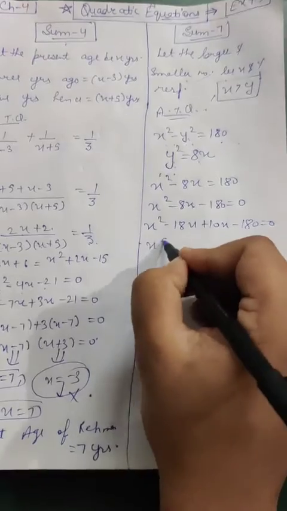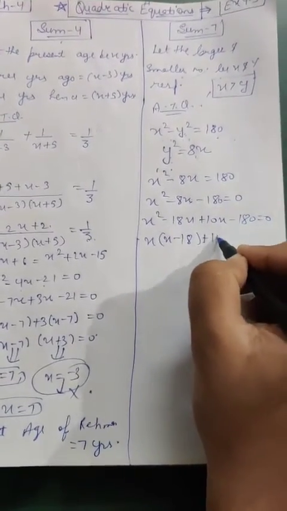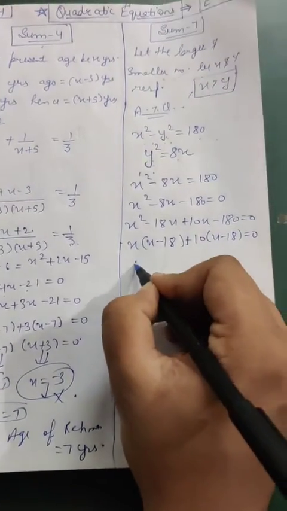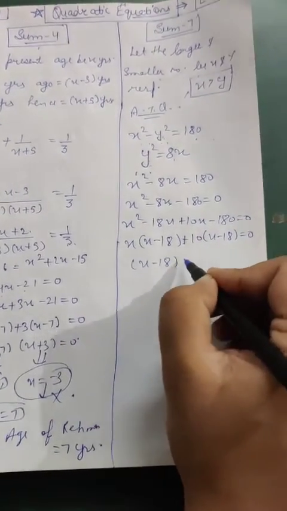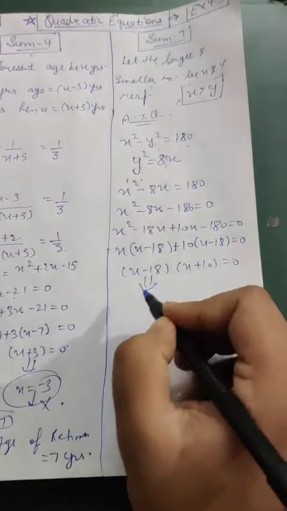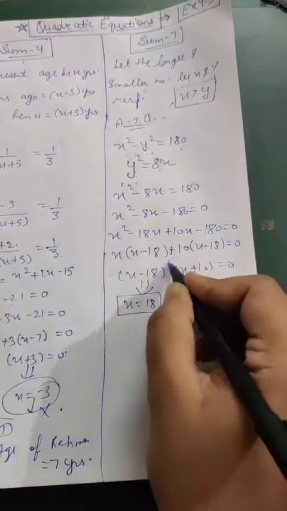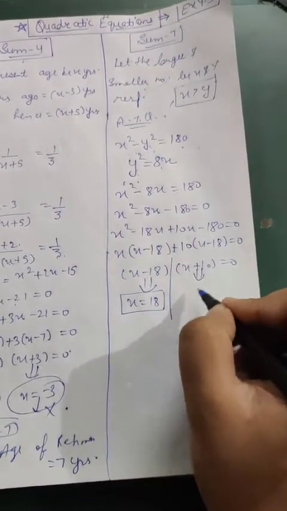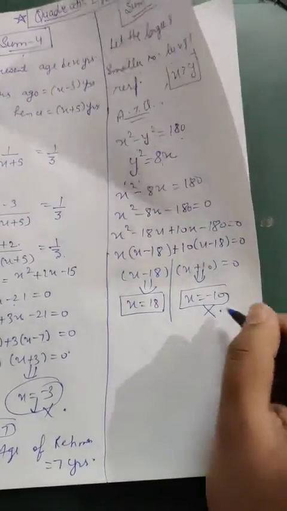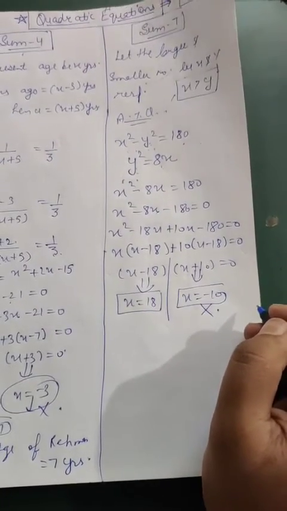So what is common? x common, x minus 18, plus 10 common, x minus 18 is equal to 0. So what are the factors here? x minus 18 and x plus 10 is equal to 0. When x minus 18 is equal to 0, we get the value of x as 18, and when x plus 10 is 0, we get the value of x as minus 10. Hence in this case we have to eliminate the negative number.